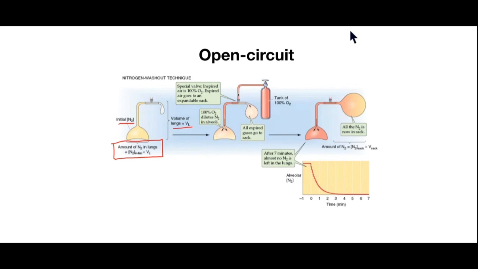What is the mass or the number of moles of nitrogen that you have present in the lungs at the beginning of the experiment? Whatever the concentration of it in the lungs is, times the lung volume you decided as your starting point. How do you know the concentration of nitrogen in the lungs?